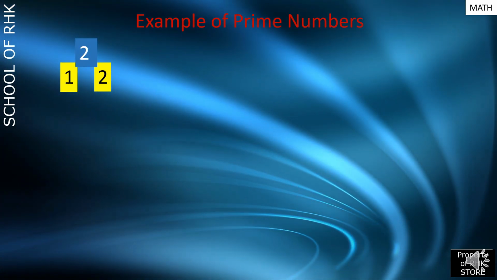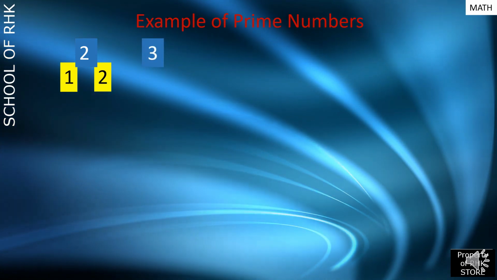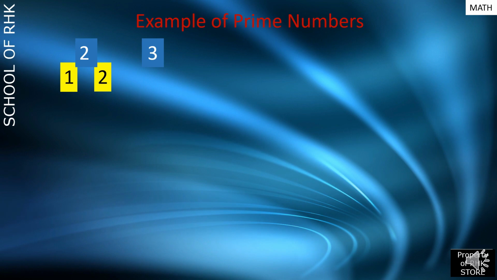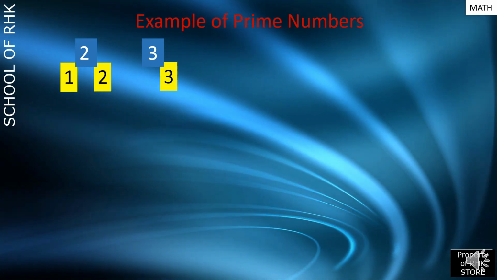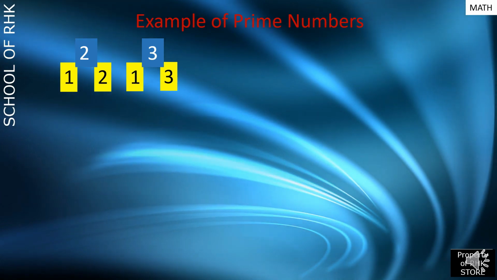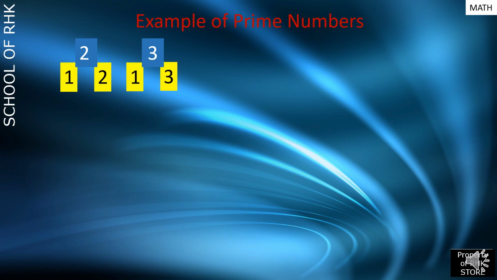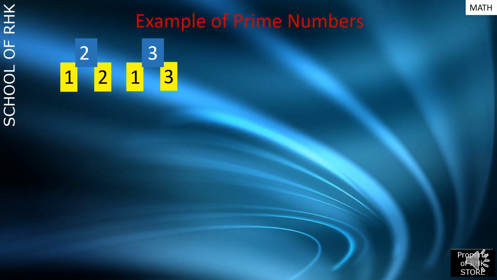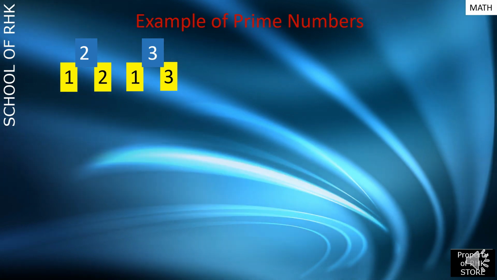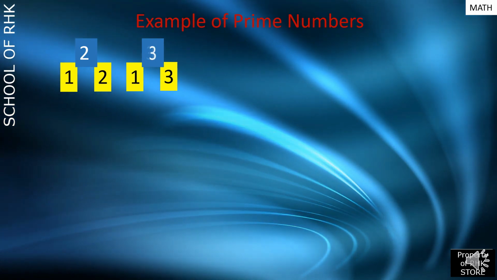In the same way, 3 is a positive integer. Dividing 3 by itself, that is 3 and 1. But if divided by any other integer than these two integers, the division will end up with a remainder. So 3 is a prime number.